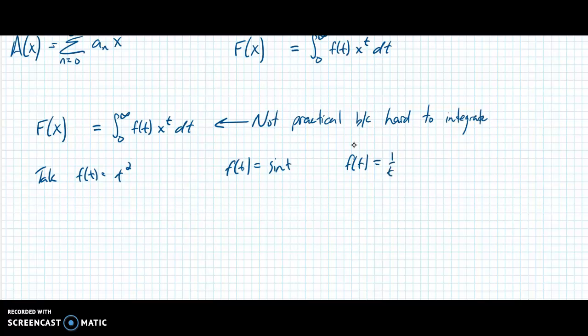If I wanted to evaluate this thing, then I would get a bunch of integrals for each of these. f of t would get replaced by each of these. So if I wanted to find the Laplace transform for t squared, or in this, if I wanted to plug in f of t for this thing right here, I would do the integral from 0 to infinity of t squared x to the t dt, or the integral from 0 to infinity of sine t times x to the t dt, or the integral from 0 to infinity of 1 over t x to the t dt.